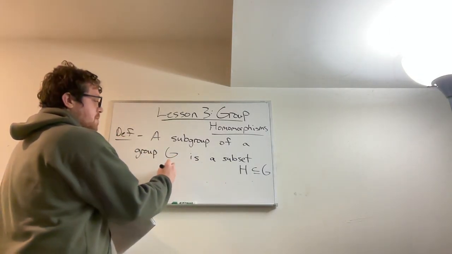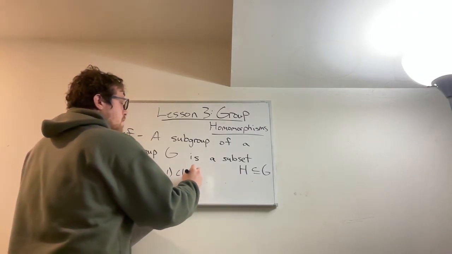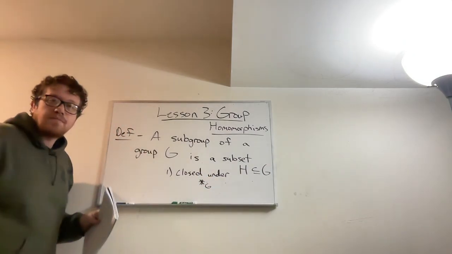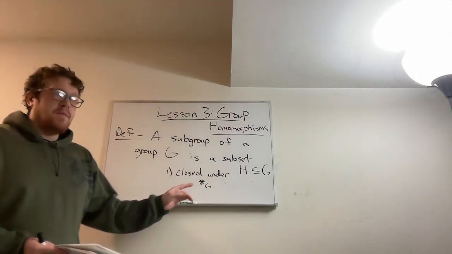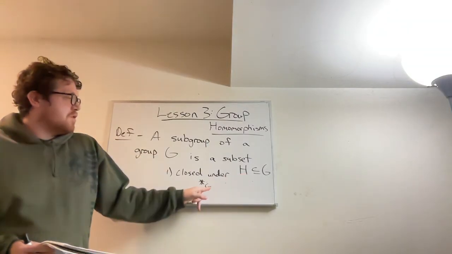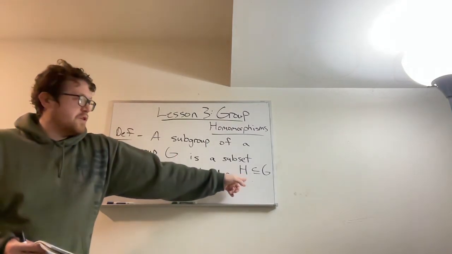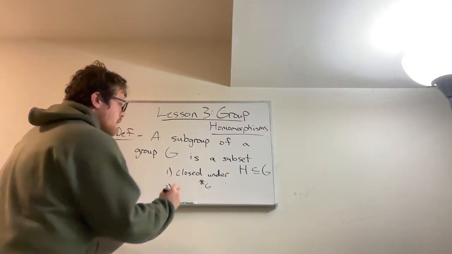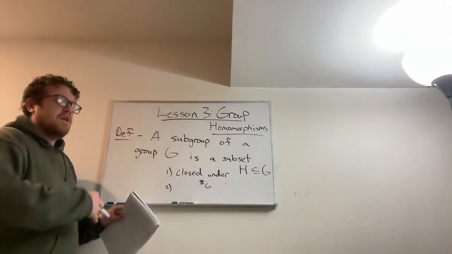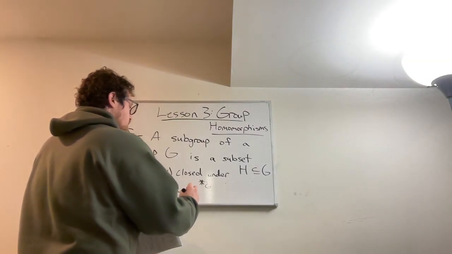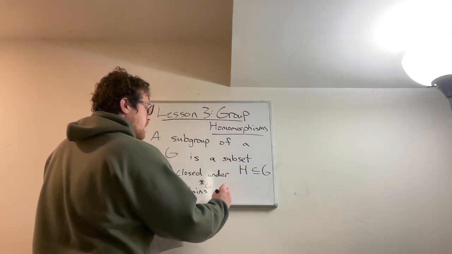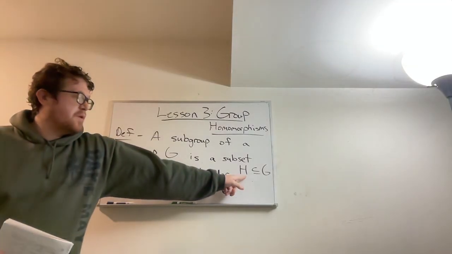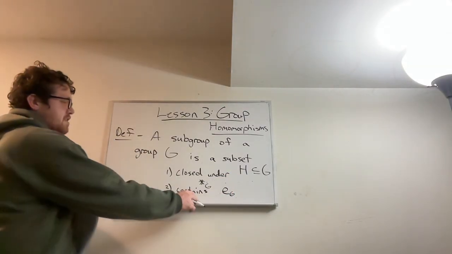So one, it has to be closed under this multiplication in G. Again, meaning that if I take any two elements in H and I multiply them using this product in G, then the result is also in H. So it's closed under the operation. The second was that it contains the identity. So H has to contain, I'll call it e_G, whatever this identity element is. It needs to be in the subset, and it also needs to have inverses.